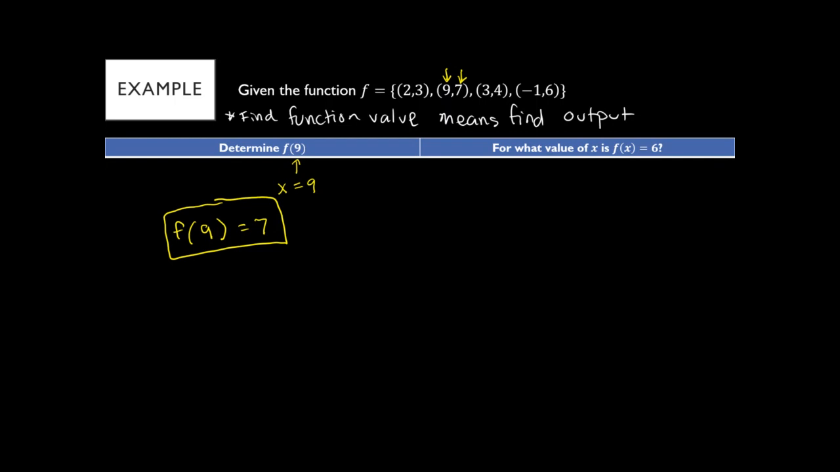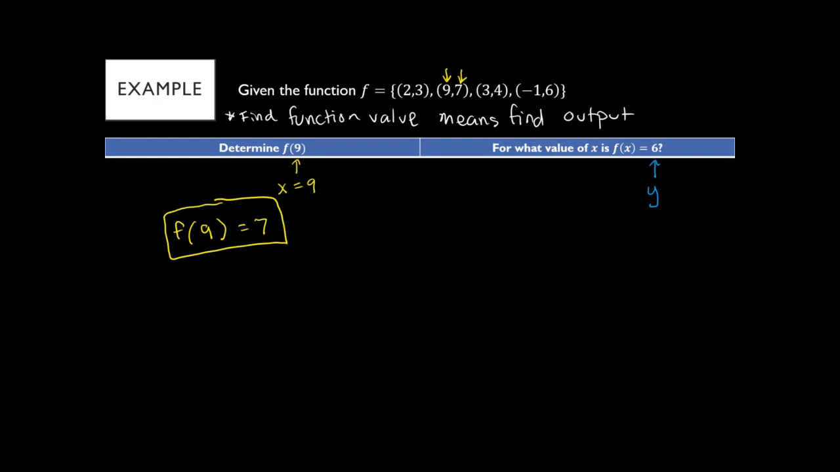Now the second one says, for what value of x is f of x equals 6? They're giving us the y value in this case, because f of x is equal to y. So if you've got f of x equals 6, that's telling us that y is equal to 6. If you look at your set of ordered pairs, what x value has a y value of 6? Go ahead and type that into the chat.